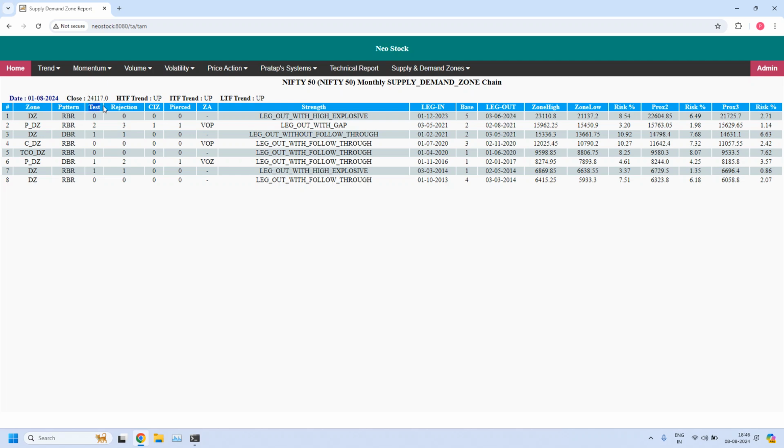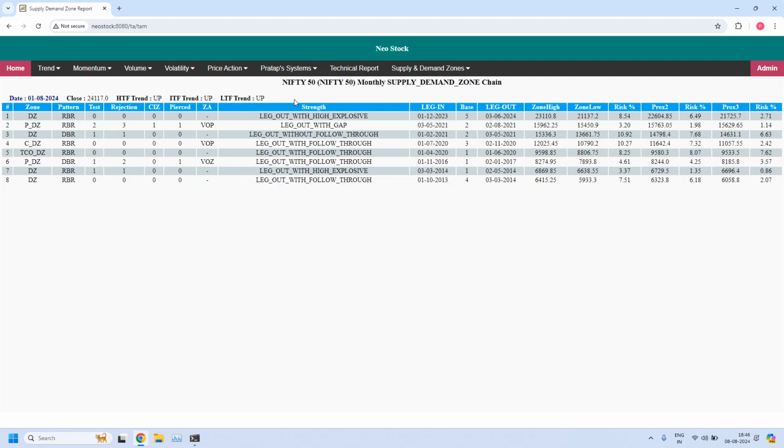And zones tested or not, you can look into test and rejection counts. And pierced count, if any of the zones are having, you can ignore those zones. Remaining columns you are aware. Zone achievement is also there here.